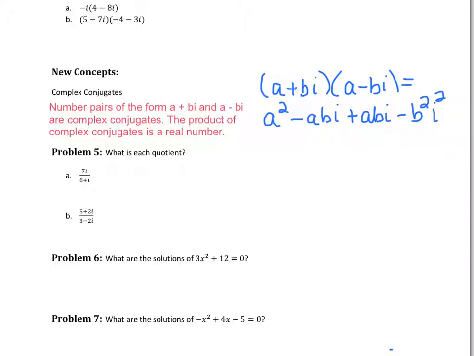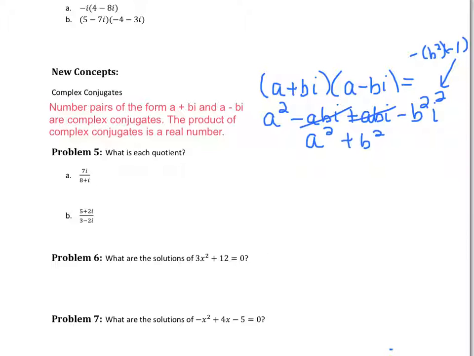Okay, now combining like terms, the middle terms cancel out. So a negative ABI and a positive ABI cancel each other out. And B squared is in the product with an I squared, remembering that I squared is equal to a negative 1. So when I replace I squared with a negative 1, and I've got that negative sign outside the parentheses, the two negatives make that a positive. So I'd have A squared plus B squared left over. And you can see what happens when you do that is the imaginary part goes away.